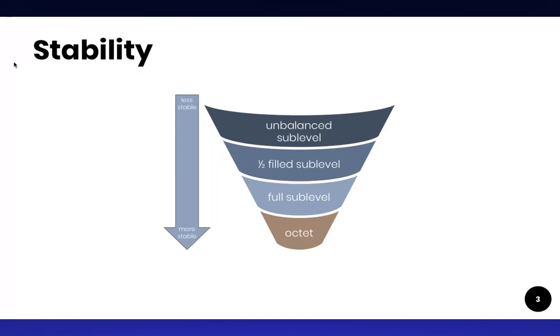Okay, so the most stable that an electron configuration can be is if there is a full octet. Next, if there is a full sublevel, that is a stable electron configuration, and the electrons probably aren't going to move around. Probably. Depends on the sublevel. And the next most stable is the half-filled sublevel. And finally, the least stable electron configuration involves an unbalanced sublevel.